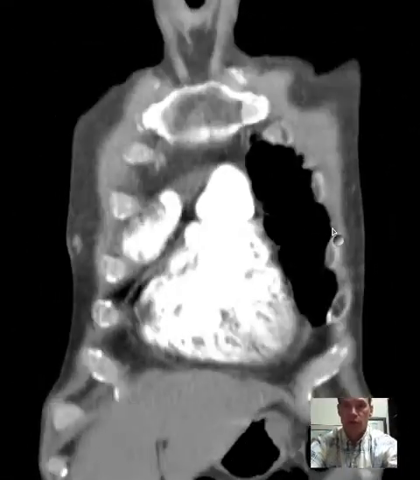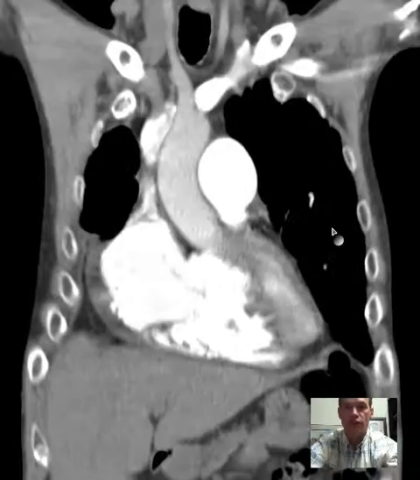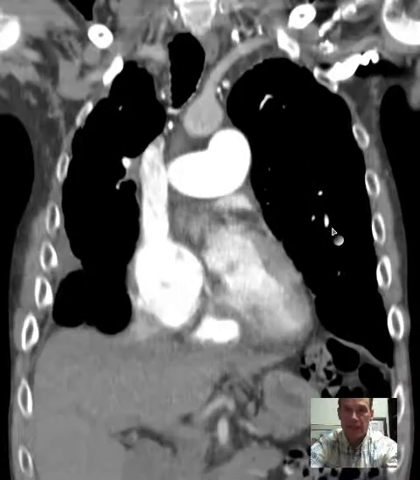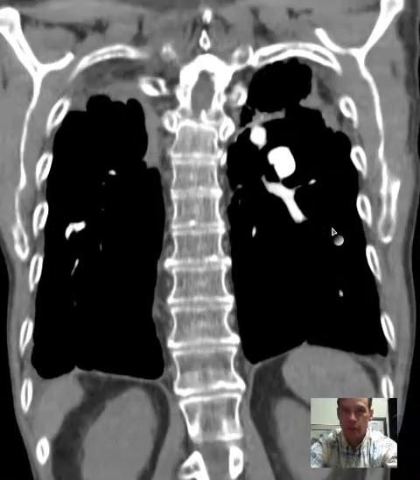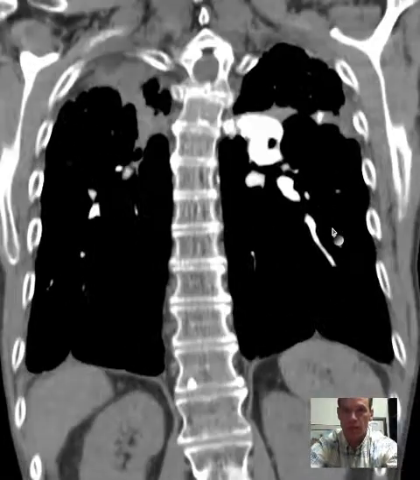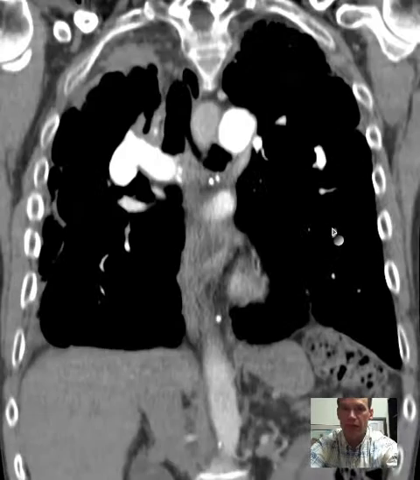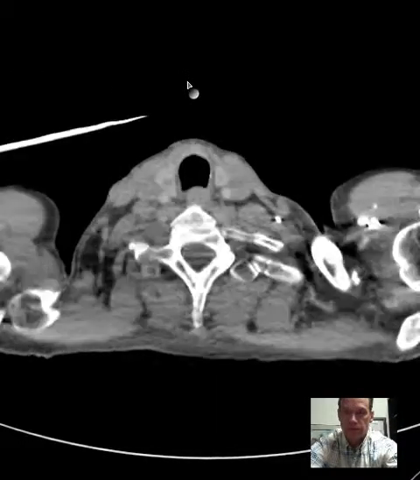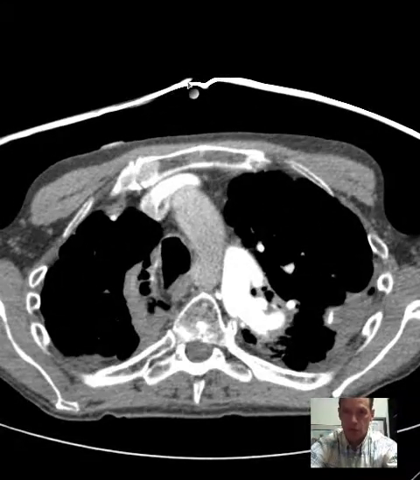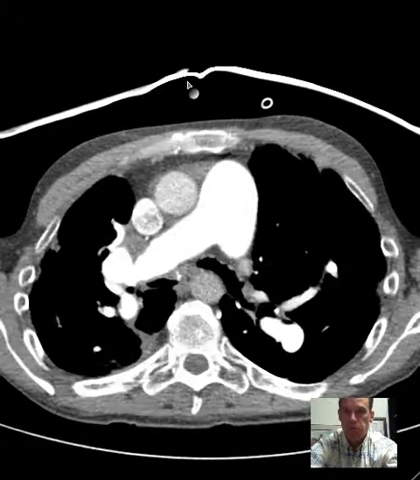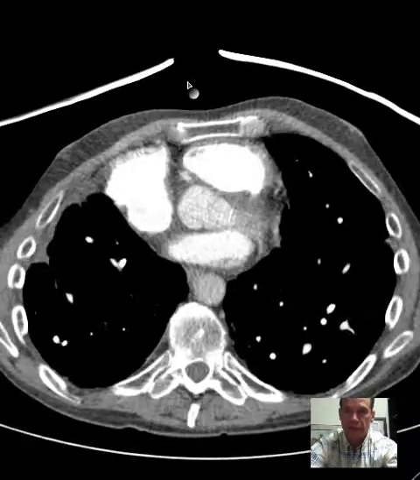So here are the coronal images. I'll just give you a chance to look at that, kind of get your bearings, maybe develop an idea or two about what might be going on. Now remember, it's a pulmonary embolism CT. So we're looking for pulmonary emboli, of course. So here are the axial images.